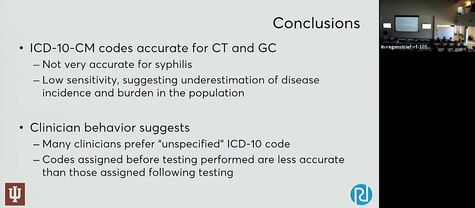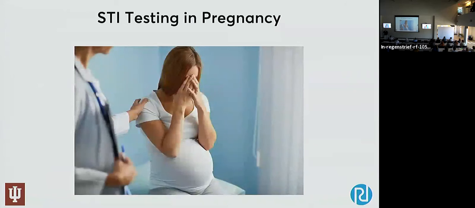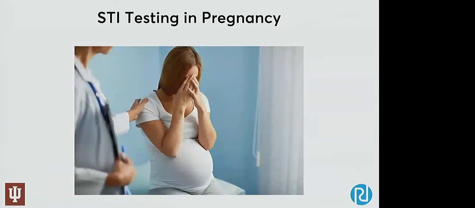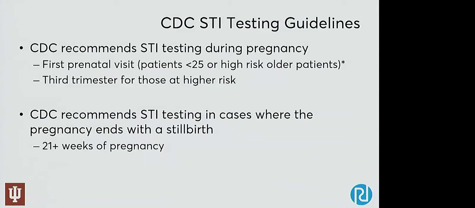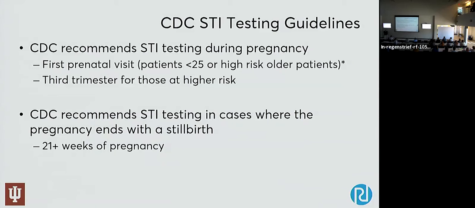So following on this study, the CDC then asked us to look at STI testing specifically in pregnancy. CDC has guidelines that say testing should occur during the first prenatal visit, which should be for patients who are under 25 or those who are at high risk for chlamydia, not high risk pregnancy, which if you're older than 25. And that you should also, for those who are at high risk of contracting an STI, do testing again in the third trimester. Okay, and that's for chlamydia, gonorrhea, and syphilis, as well as some other STIs.